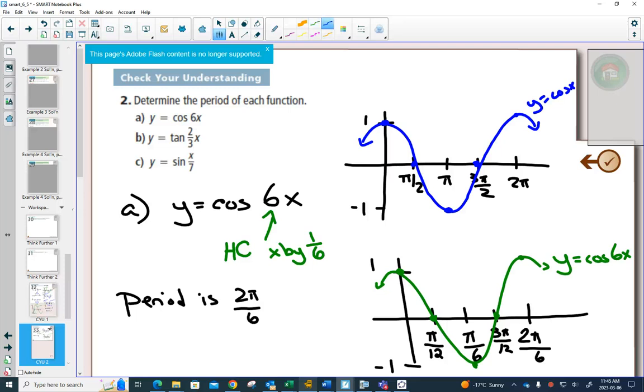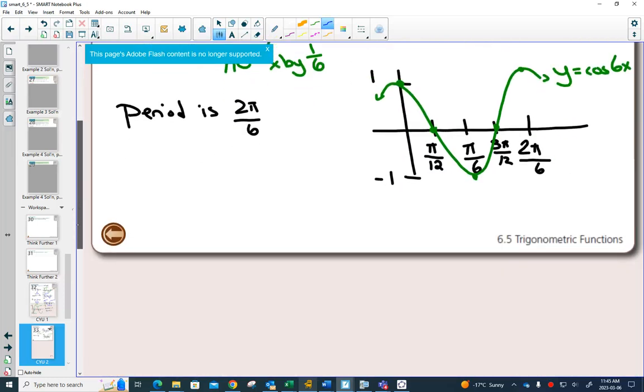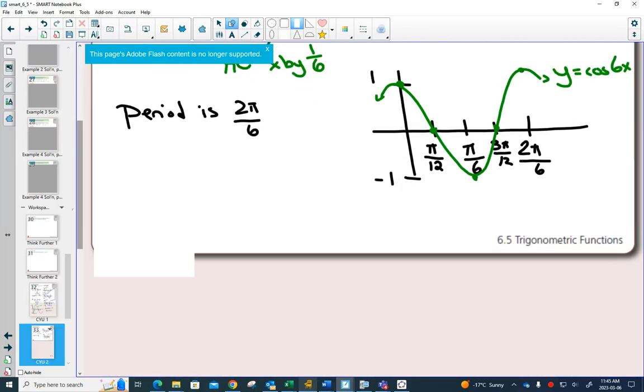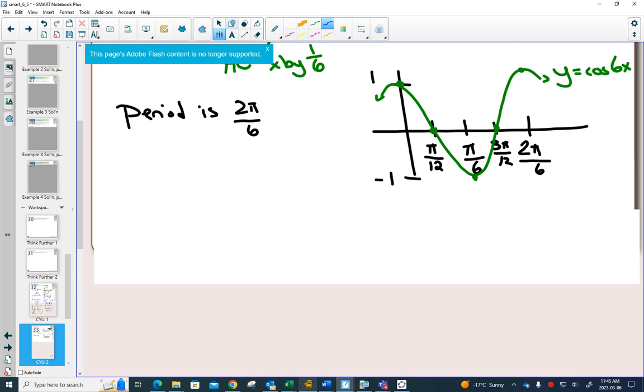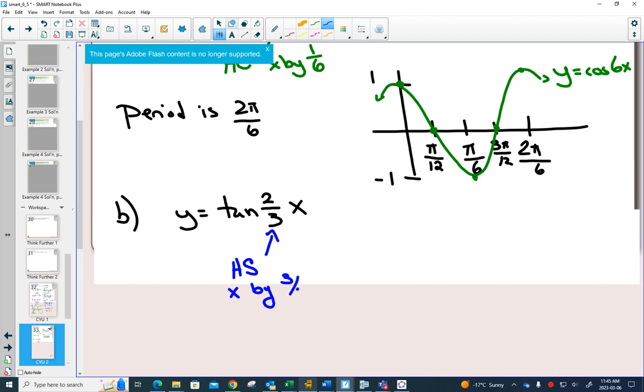Part B, we're going to think of the same thing with a tan graph. That 2/3 is inside the function. This time we'd have a horizontal stretch. We're going to multiply our x values by 3/2. You're going to think about your tan graph. Think about your axes family.